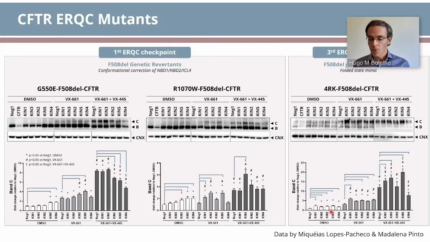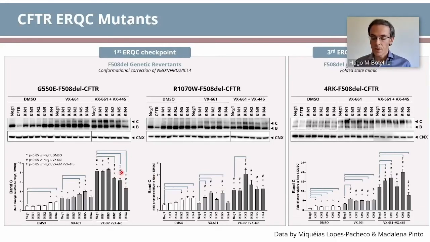For several knockdowns, one can observe additivity with the G550E and R1070W mutants, which alleviate the first quality control checkpoint, as well as the 4RK mutant, which partially circumvents the third checkpoint. There is also additivity with some correctors, even though VX445 is deleterious in some situations.